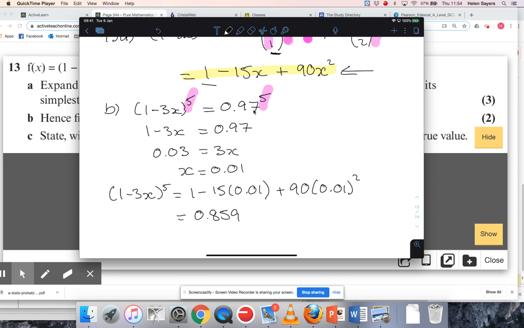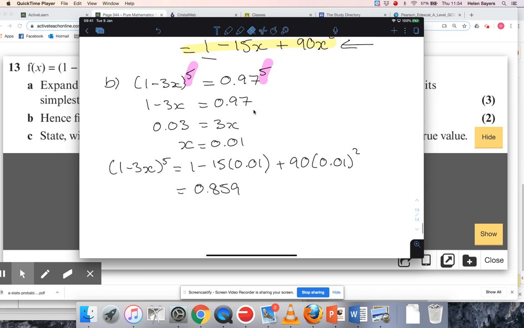The other thing I can do, just to check whether that seems realistic, and I wouldn't even write this down in my working, is work out what 0.97 to the power of 5 actually is. If I just put that into the calculator, it works out as that. I wouldn't leave that as part of my working, but they should be quite close to each other. So that makes me as confident as I can be that my answer is okay. So that's my answer to part B.